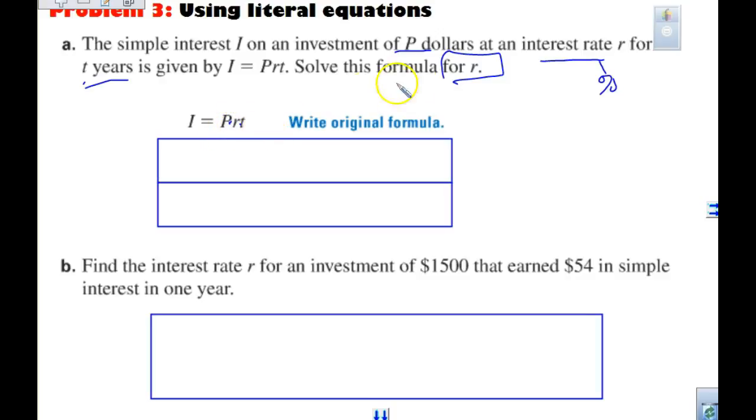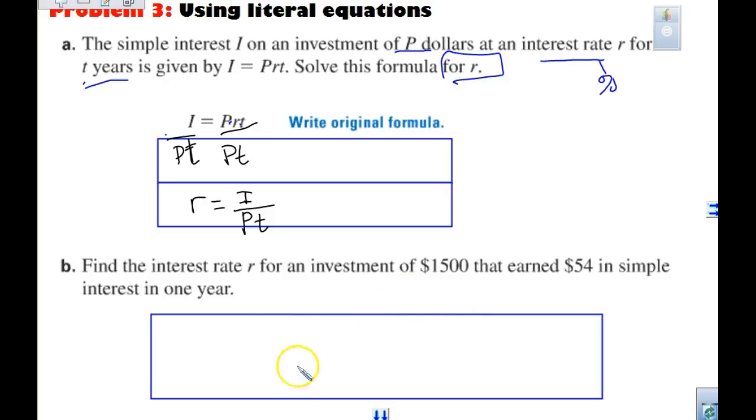So if I want to get R by itself, what do you think I should be dividing by on both sides? Raise your hand. What do you think, Jordan? P and, not R, but P and T. So if I am solving that, my equation R would be equal to I divided by capital P times T.